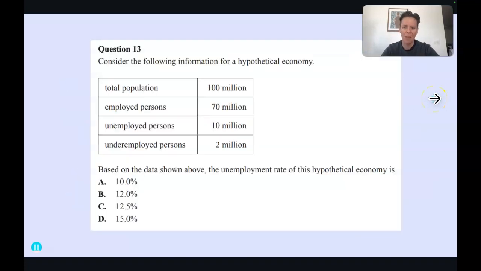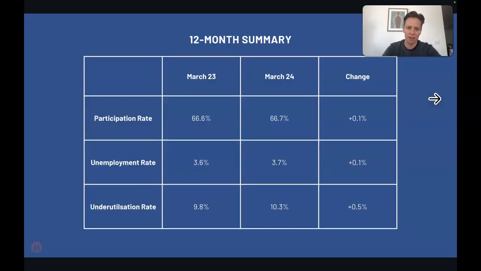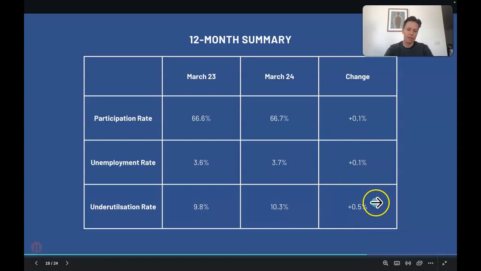So I hope you're keeping up. If you need to, make sure you rewind and listen to that again. All right, and I want to just do a quick 12-month summary. We want to get a sense of what's going on. So our participation rate between March 23 and 24 hasn't really done much. It's pretty much stayed constant at mid 66%. The unemployment rate as well hasn't really done a lot in the last 12 months. It's got a few fluctuations over that time, but for the most part, it's sat still at around 3.6, 3.7%.